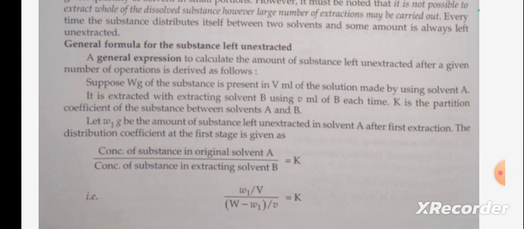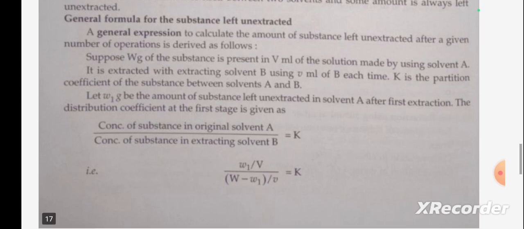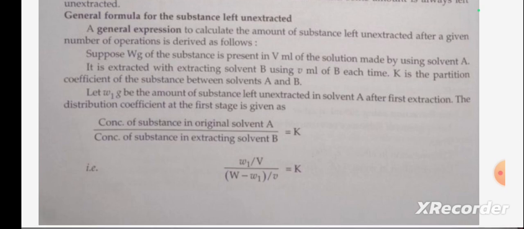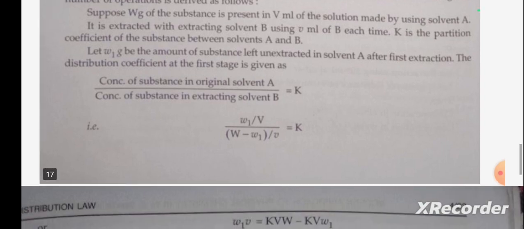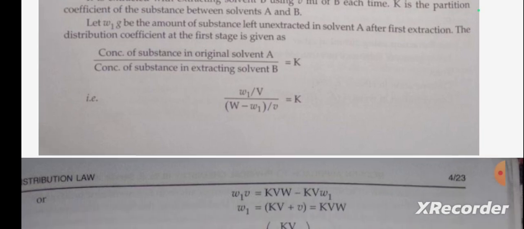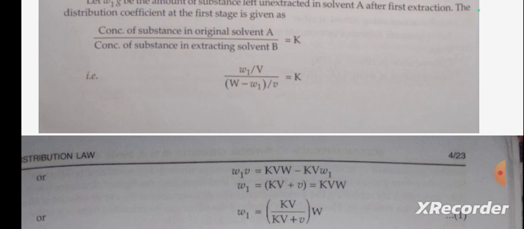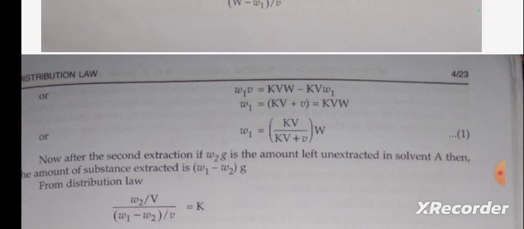General formula for substance left. A general expression to calculate the amount of substance left unextracted after a given number of operations is derived. Suppose W gram of the substance is present in V ml of the solution made by using solvent A. K is the distribution coefficient of the substance between A and B. Let W1 gram be the amount of the substance left unextracted in solvent A after the first extraction. The distribution coefficient at the first stage is given as the concentration of the substance in original solvent A by the concentration in solvent B. W1 by V divided by (W minus W1) by V is equal to K. W1 is equal to KVW minus KVW1. W1 (KV plus V) is equal to KVW. W1 is equal to KV by (KV plus V) times W.